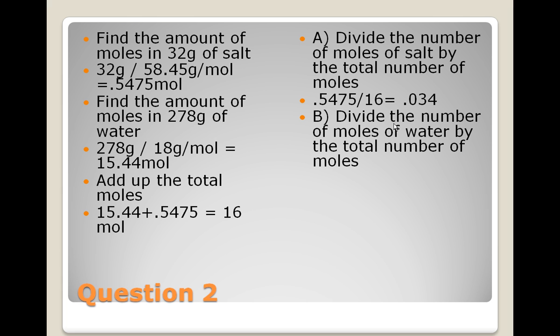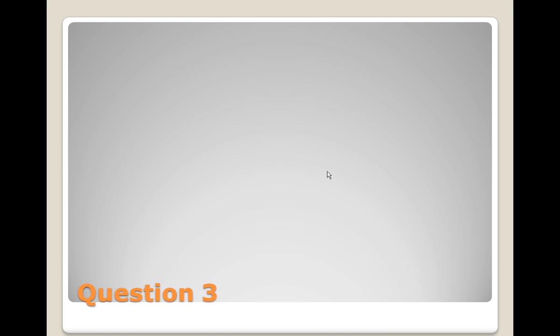For B, you want to divide the number of moles of water by the total number of moles. So instead of 0.5475, it's 15.44. So you divide that by 16, and now you get 0.966, and it's also a ratio, so don't multiply by 100. Question 3.